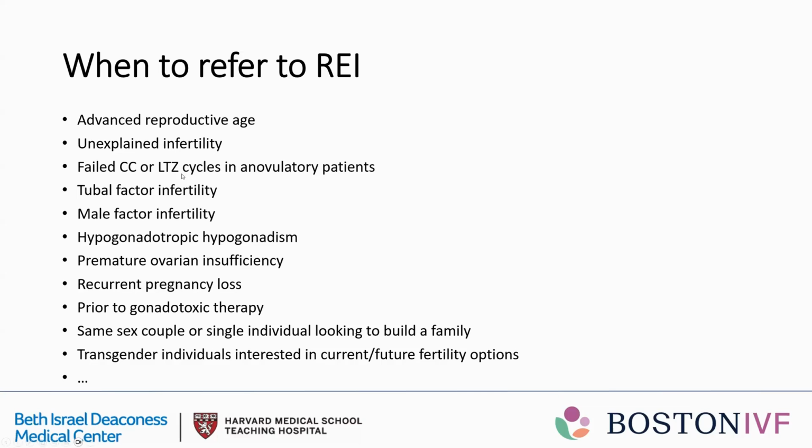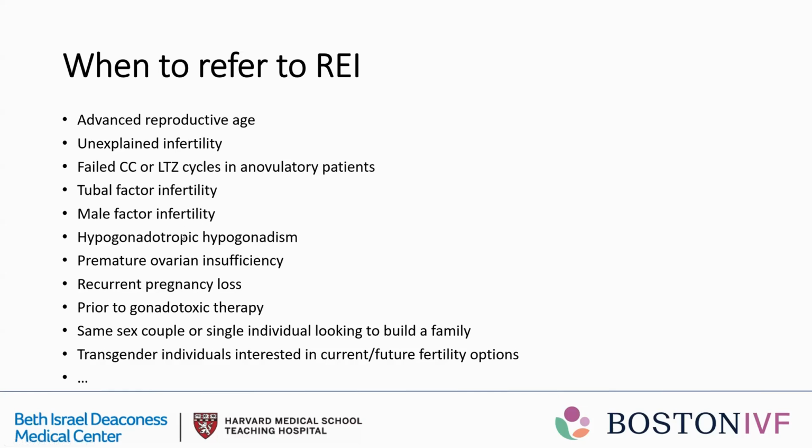Patients that you've tried Clomid or Letrozole on in your PCOS patients and they failed 3 to 4 cycles. Patients with tubal factor infertility, so you did your HSG, something looks wrong, their tubes are either not patent or something looks abnormal, they could benefit from referral. Patients that have male factor infertility, so if their semen analysis parameters are abnormal.